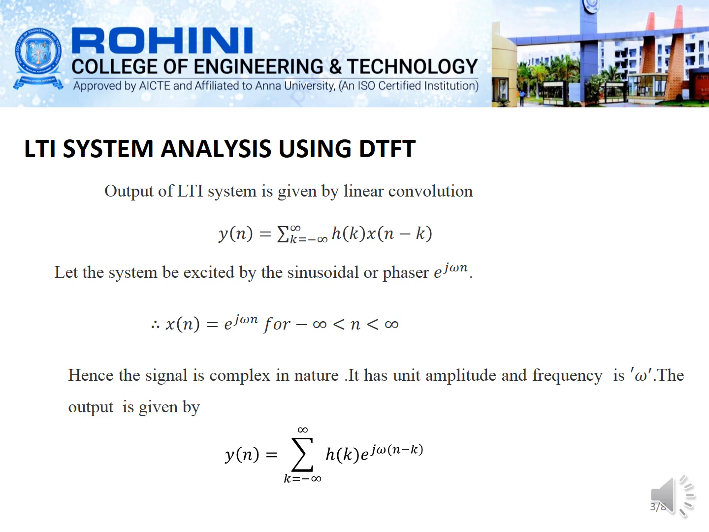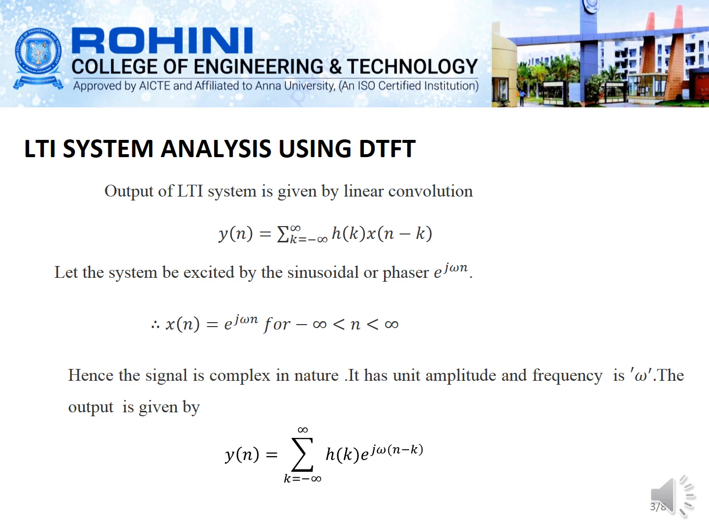Here, the output of the LTI system is given by the convolution equation y[n] = summation k equals minus infinity to infinity h[k] x[n minus k]. Let the system be excited by the sinusoidal or phasor input, that is e^(j omega n). Therefore, x[n] = e^(j omega n), where n varies from minus infinity to infinity, and hence the signal is complex in nature with unit amplitude and frequency omega.